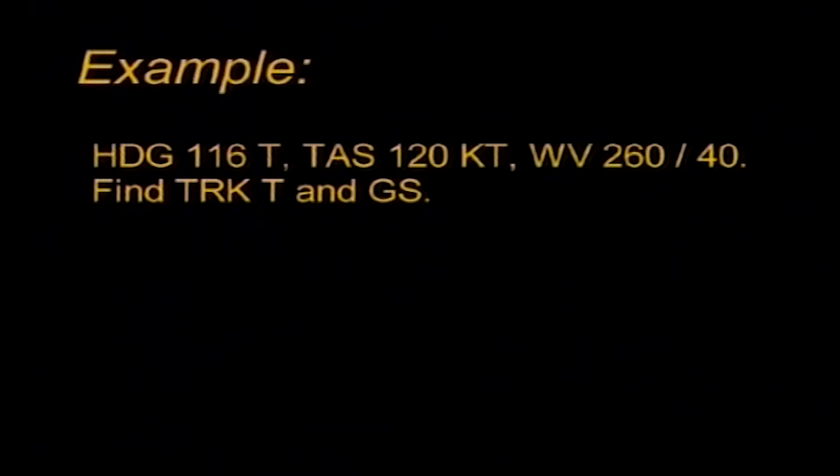Let's try an example. Your heading is 116 degrees true, TAS 120 knots, wind velocity 260/40 knots. What is the track true and ground speed? First of all, decide which side to use. Since TAS is 120 knots, use the low speed side.